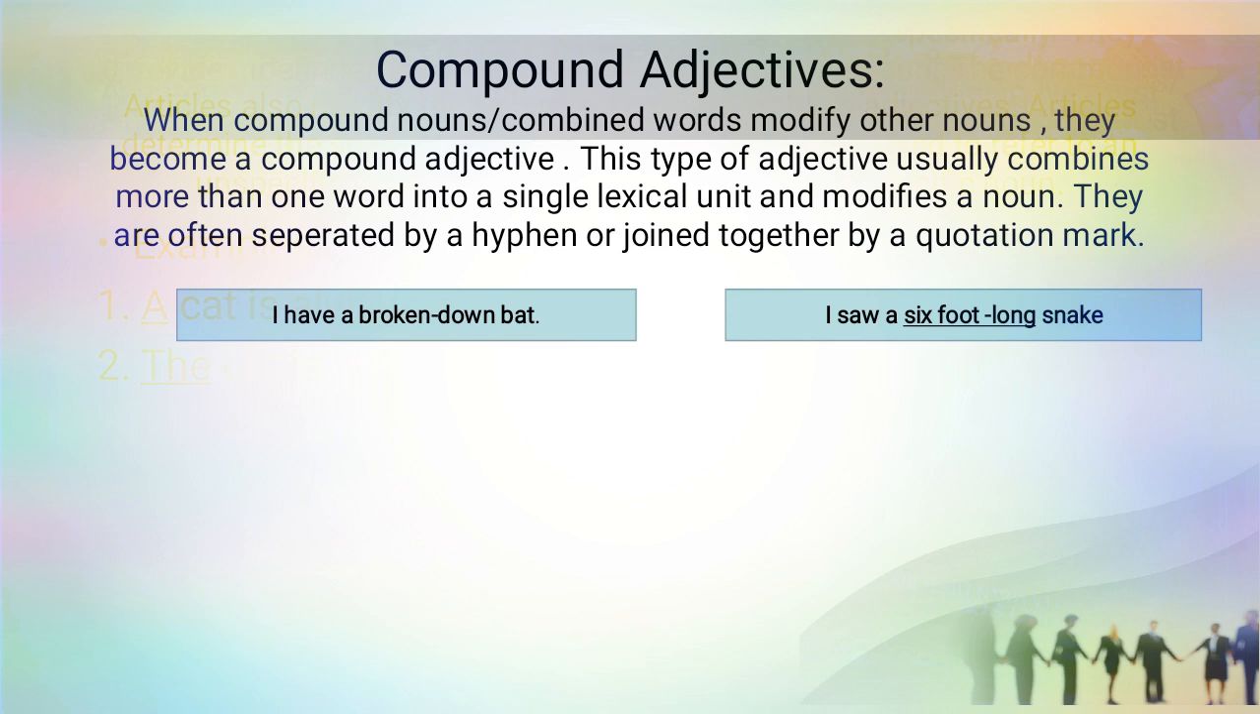Compound adjectives. When compound words combine to modify other nouns, they become a compound adjective. This type of adjective usually combines more than one word into a single lexical unit and modifies a noun. They are often separated by a hyphen or joined together. For example: I saw a 6-foot-long snake.